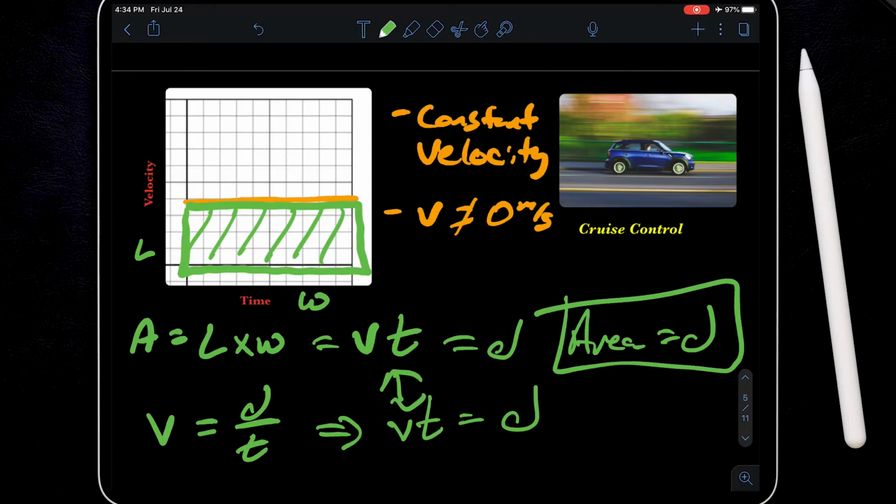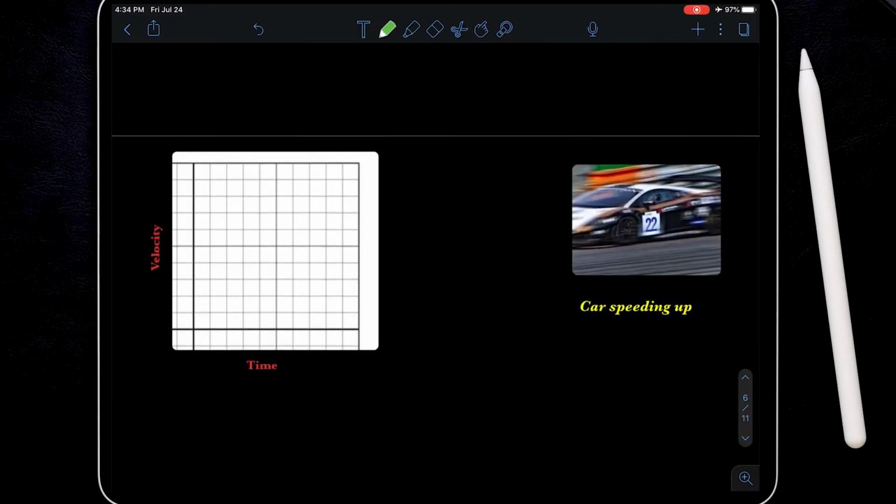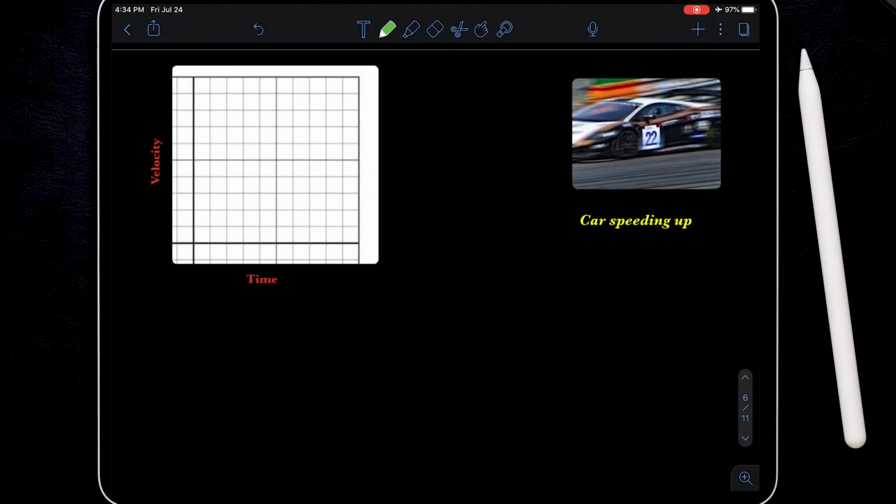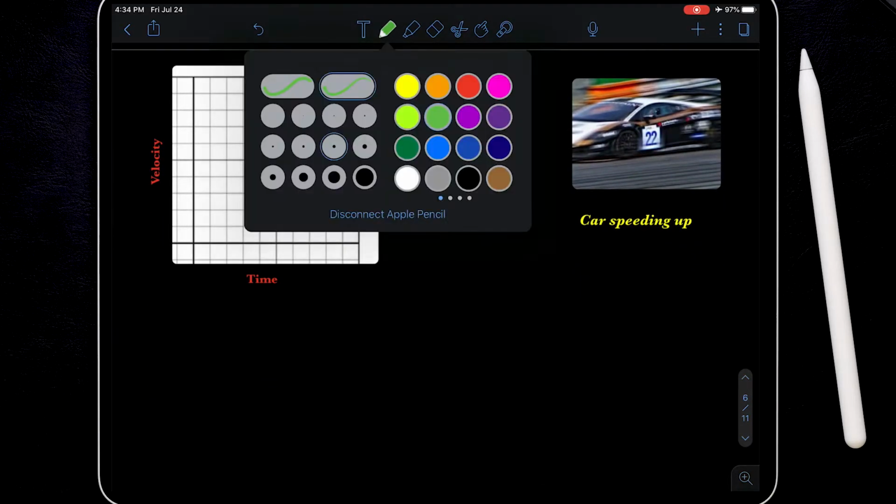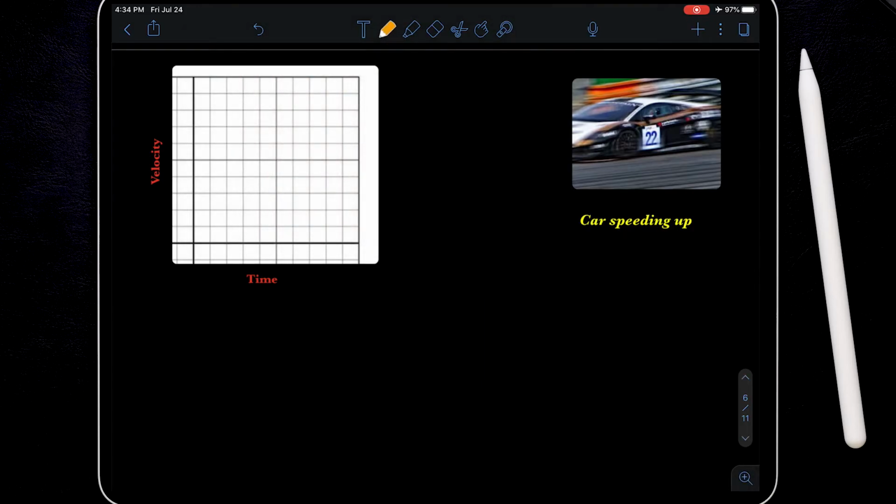Now let's go on and look at the car that is speeding up, or accelerating. All right. So what is that going to look like on a velocity versus time graph? Well, I already said the car is accelerating, and that means that there is a change in velocity. That means the velocity is not staying constant anymore. So you can't draw a flat line. So what would that look like?